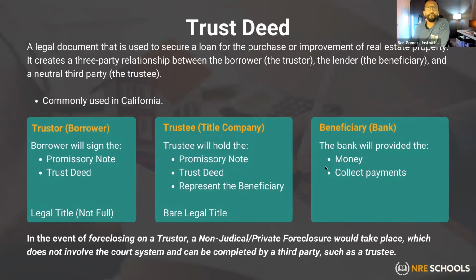The reason why California prefers to do this is because it's non-judicial. It doesn't need to go through the court, which does not involve the court system and can be completed by a third party, such as a trustee. It's less costly for the beneficiary to have a trustee do it. Because when you go buy that property at auction, the beneficiary is going to collect their money and move on with their lives.